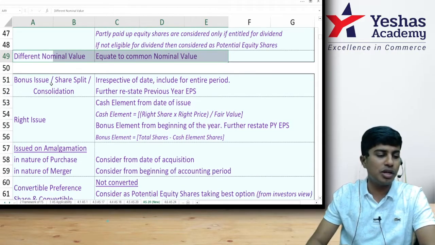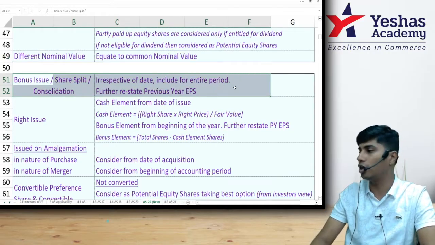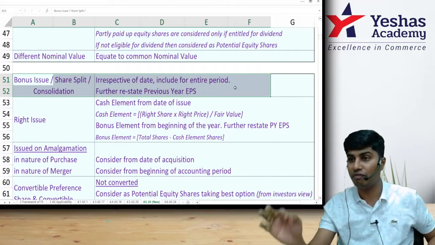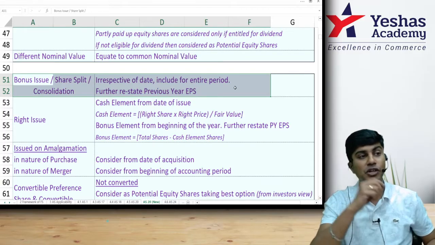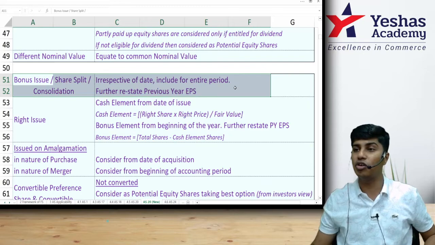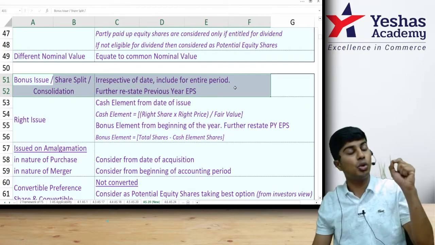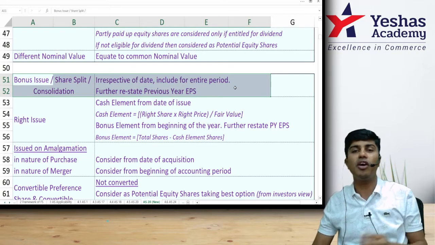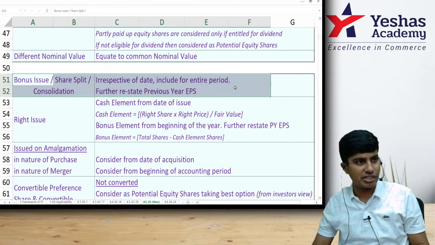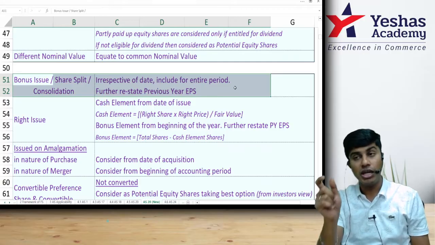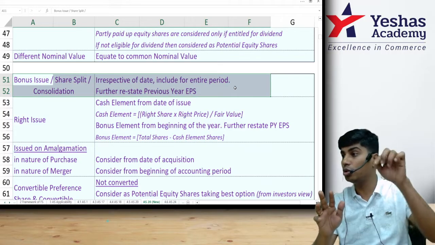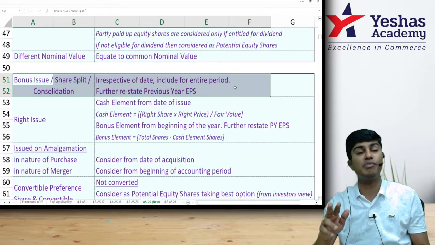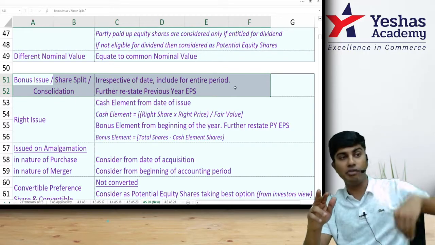Then what if there is bonus issue, share split or consolidation? Whenever there is bonus issue, share split or consolidation, irrespective of the date of bonus issue, irrespective of the date of share split, irrespective of the date of consolidation, we are going to compute the period for those shares from the beginning. Bonus issue is made on 1st of October. 10,000 shares are made as bonus issue. 10,000 shares into 12 by 12, though the issue is happening on 1st of October. What if bonus shares were issued on 31st of March? Still 12 by 12. Full year we should take.